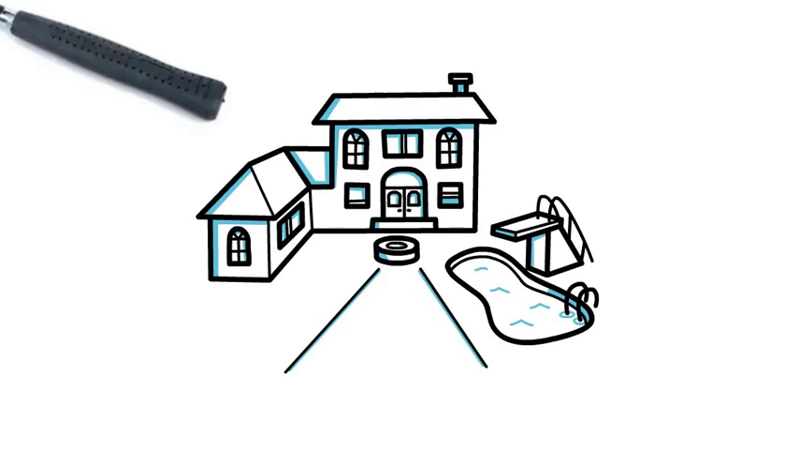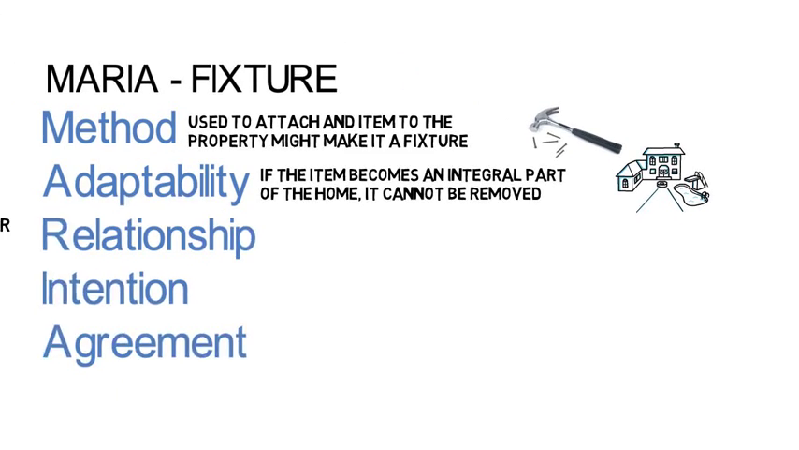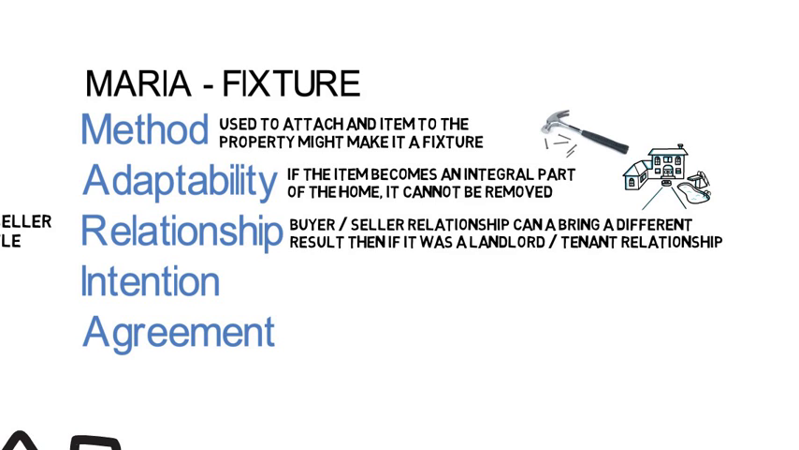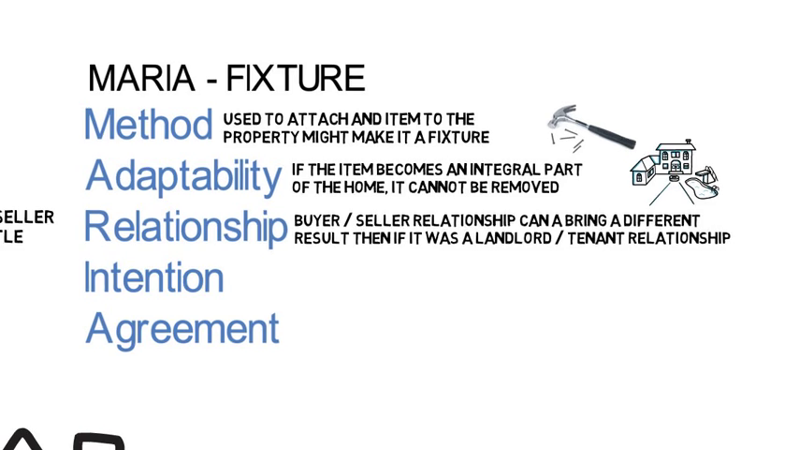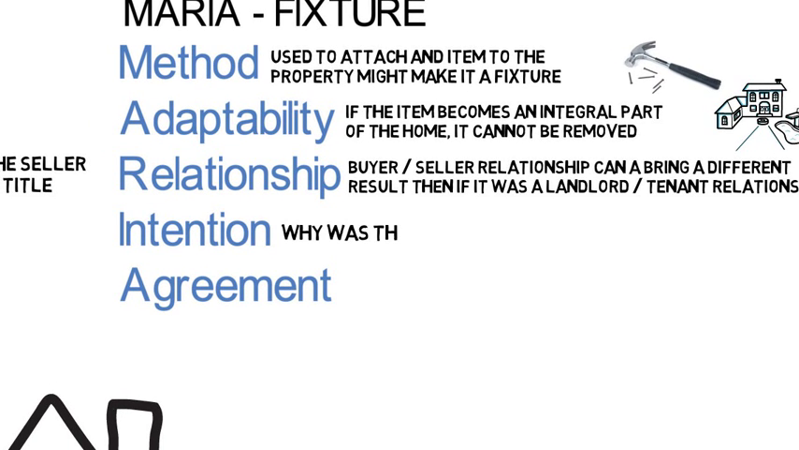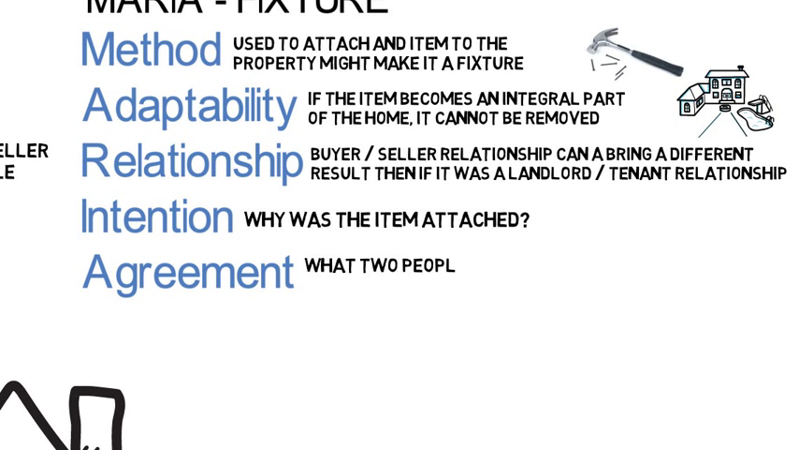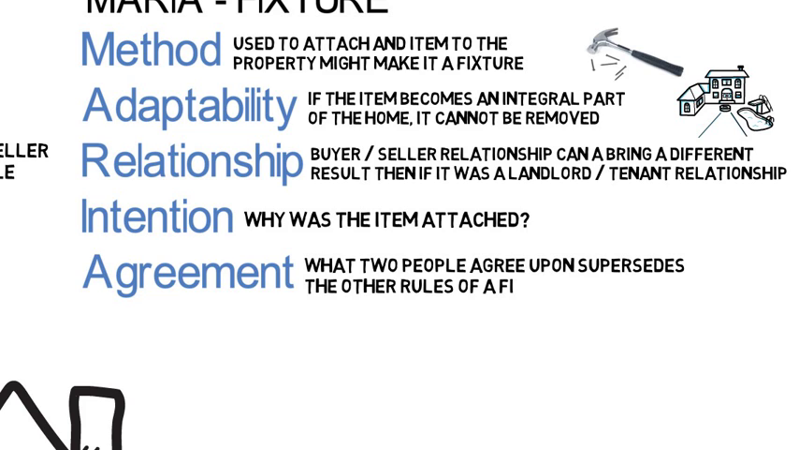Relationship of the parties can dictate if something is a fixture. One example of this is a buyer-seller relationship can bring different results on a fixture as opposed to if it was a landlord-tenant relationship. Intention of the party when the item was attached can dictate if it was a fixture of the property. Most important is the agreement between the parties. Remember, what 2 people agree upon supersedes the other rules of a fixture.